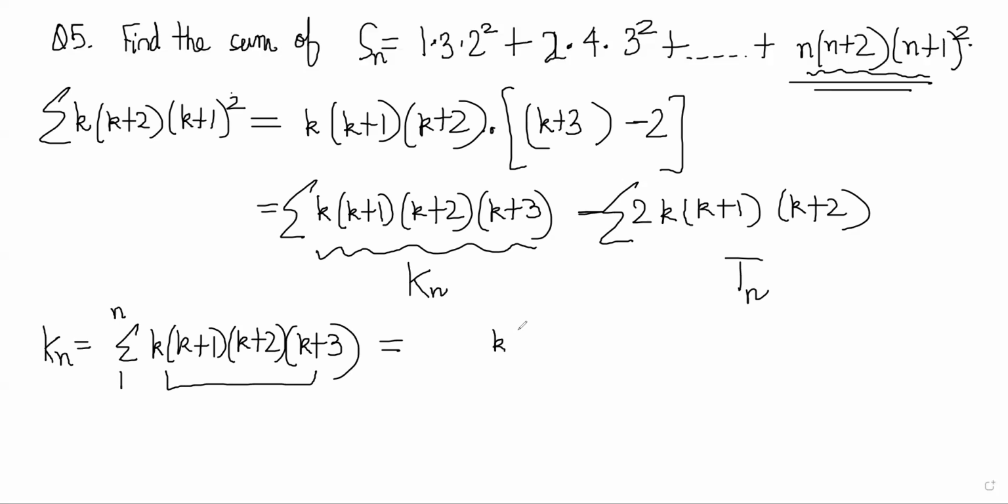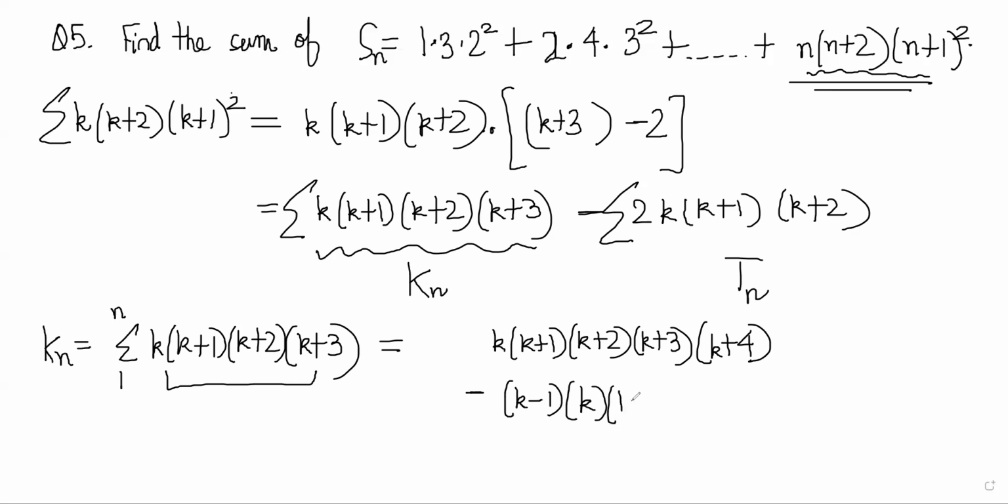This term we can write it as k plus 1, k plus 2, k plus 3, and we multiply a k plus 4 here, and then we subtract k minus 1, k plus 1, k plus 2, and k plus 3. Think about this. We have multiplied a higher term here, k plus 4, and multiplied a lower term here, k minus 1. What is the advantage?